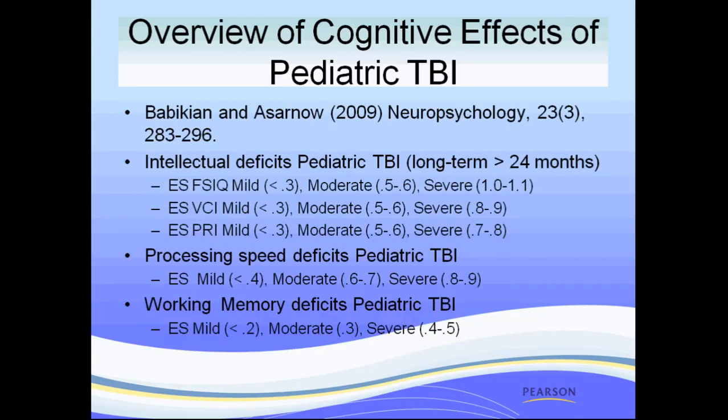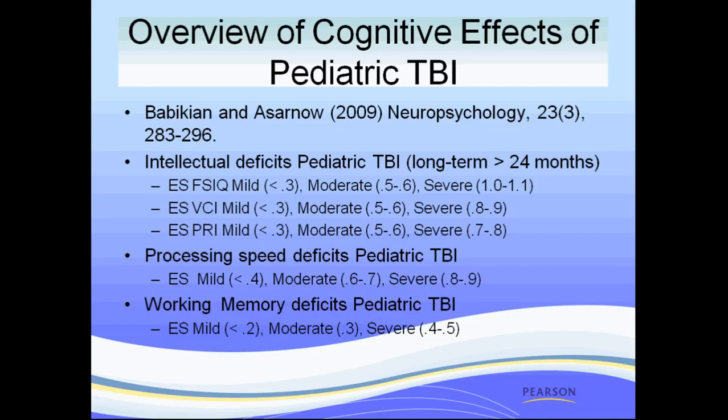Now, there's a really nice review in the journal Neuropsychology, and this is a meta-analysis looking at a whole bunch of studies across different groups, but focusing on mild, moderate, and severe traumatic brain injury. I present these to you with the understanding of what kinds of effects we're really talking about, like how big of a problem a child may experience.